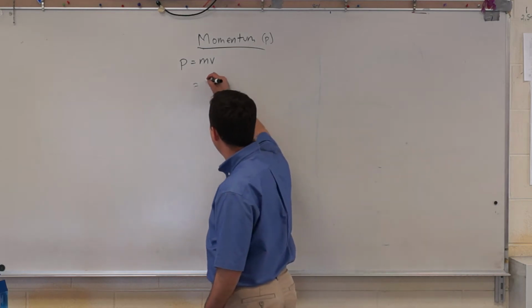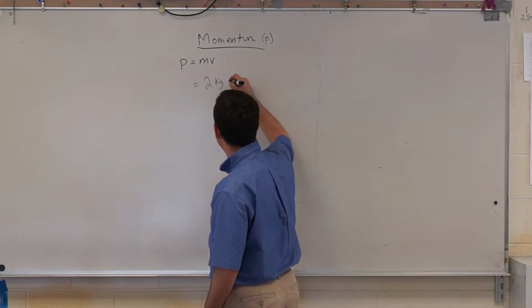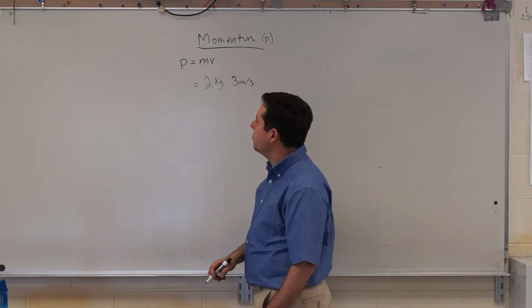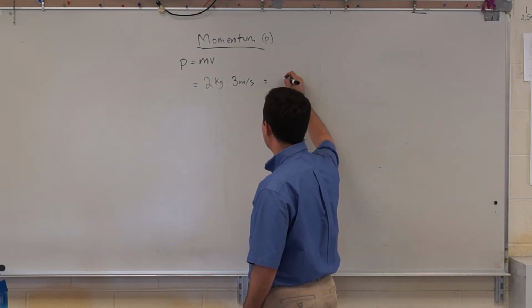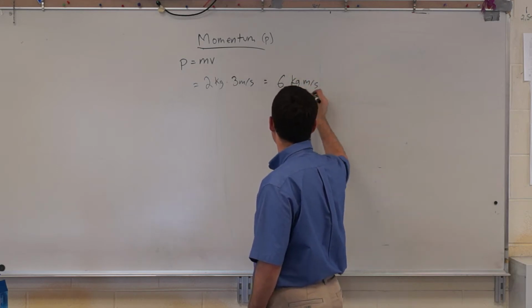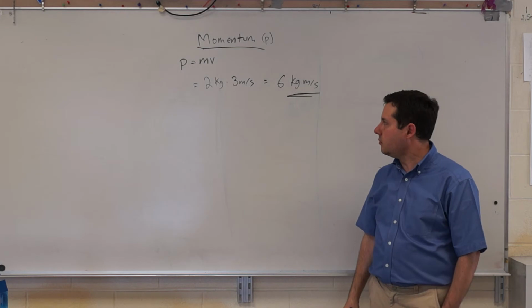So it could be, for example, a 2 kilogram object is moving at 3 meters a second. What is its momentum? Its momentum is 2 times 3, which is 6 kilogram meters per second. Those are the units to use for it.